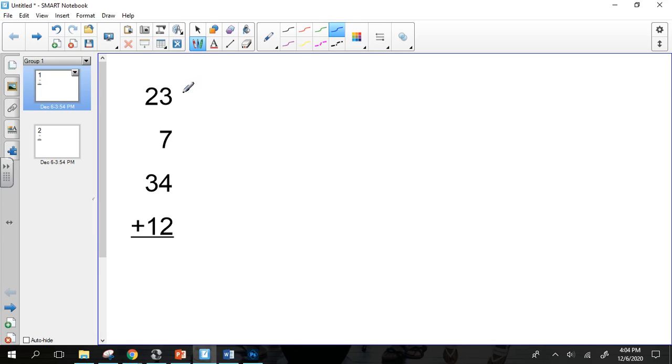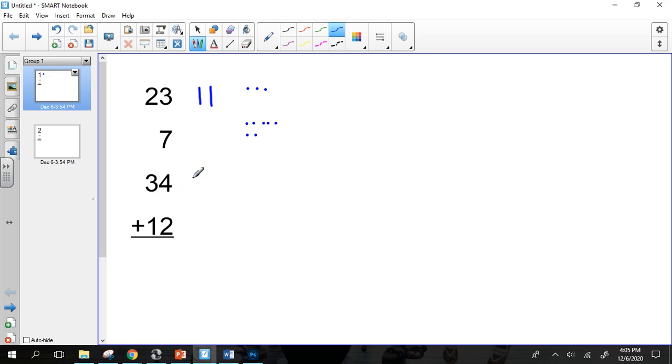So look at the number 23, and let's go ahead and draw those pictures. So I'm going to draw 10, 20, and then 3 ones right here. All right, now my next problem, you'll notice there's no 10s. So I don't draw any 10 sticks. I'm going to move on over here and draw my 7 ones. 1, 2, 3, 4, 5, 6, 7.